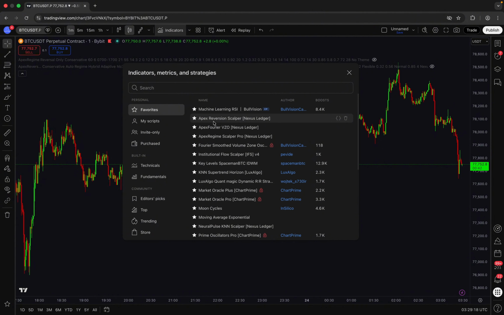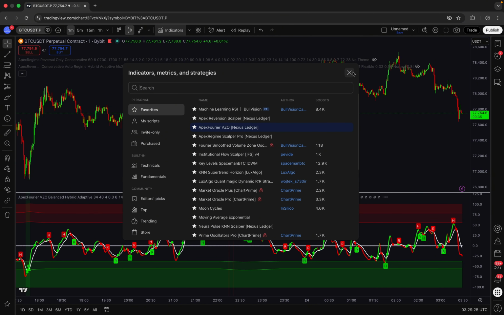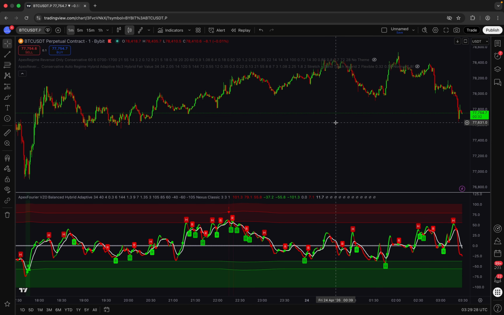Okay, so now comes the most interesting one, if not the least, which is the Apex Fourier VZO. The problem you see is that there are two major problems with systems, trading algorithms and indicators in a general overview. Number one, all indicators, all trading algorithms, all systems, or all strategies do not work in all types of market regimes. That's why we have solved it with Apex Regime, right? So it classifies the regime and trades according to that.